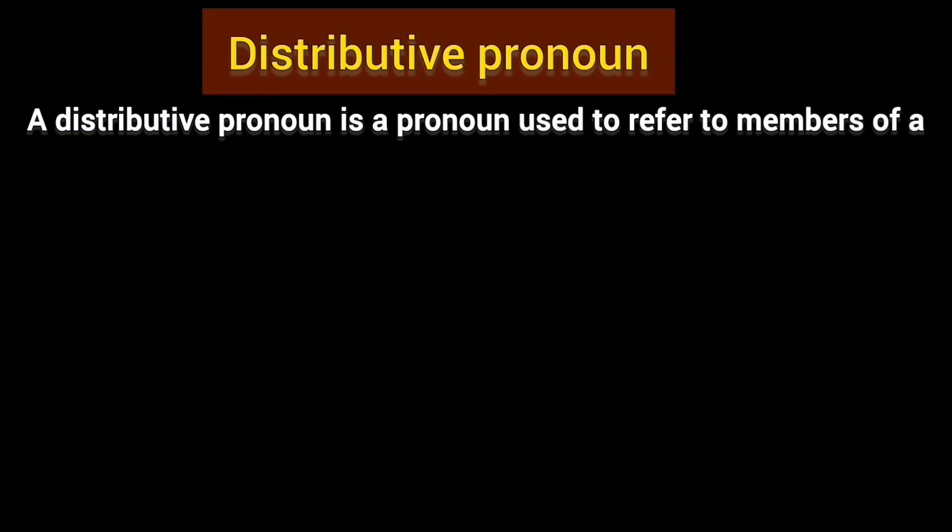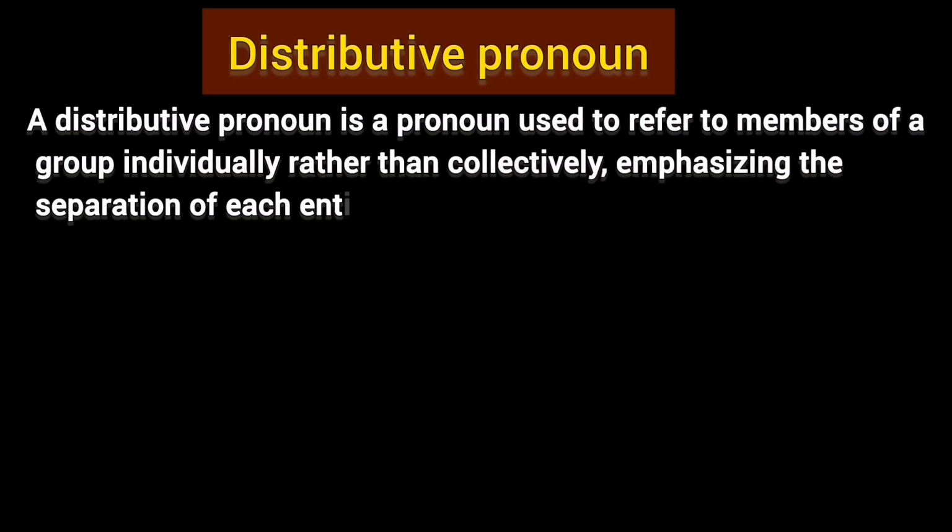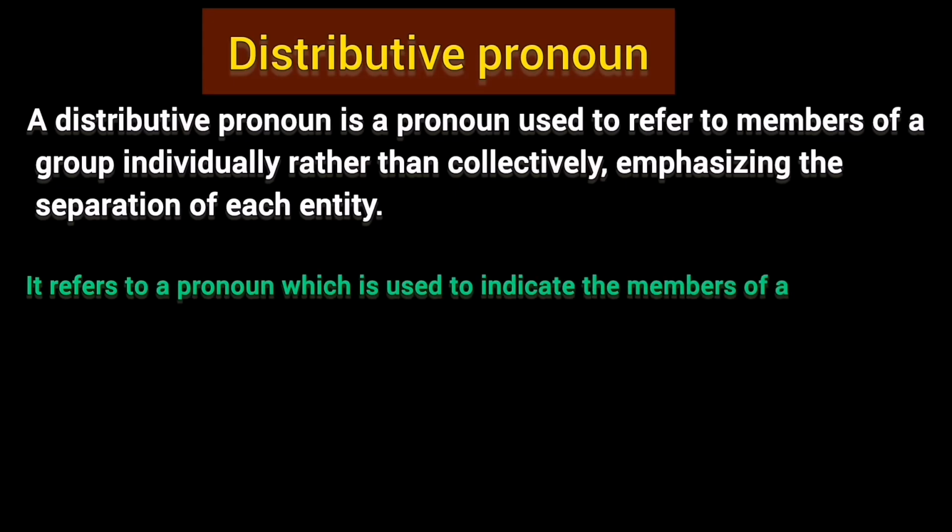It can be defined as: a distributive pronoun is a pronoun used to refer to members of a group individually rather than collectively, emphasizing the separation of each entity. What does it mean? Simply, it means that it refers to a pronoun which is used to indicate the members of a group individually. Basically, the word distributive is derived from the word distribution. So, if you talk about a group of people and you try to refer to one person, then this pronoun is used. Simply, you can say, it emphasizes the individuality of each member within a group.